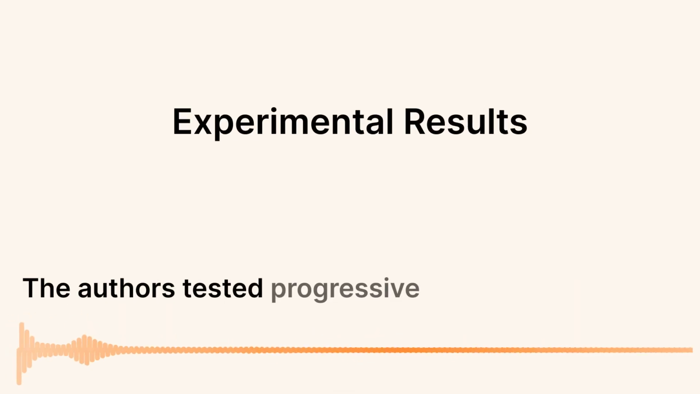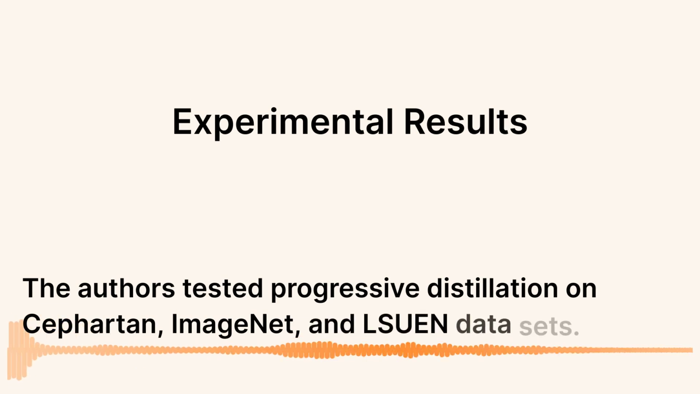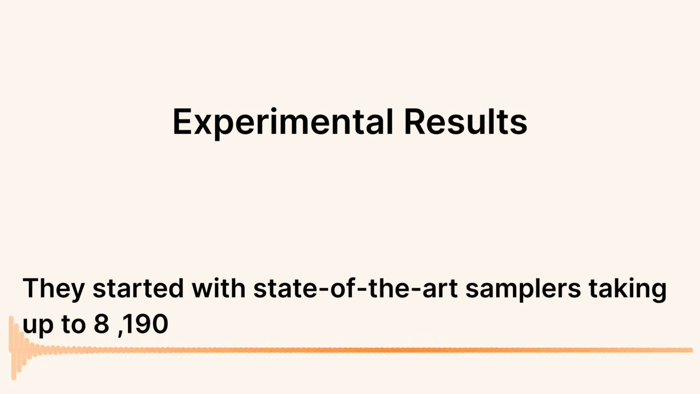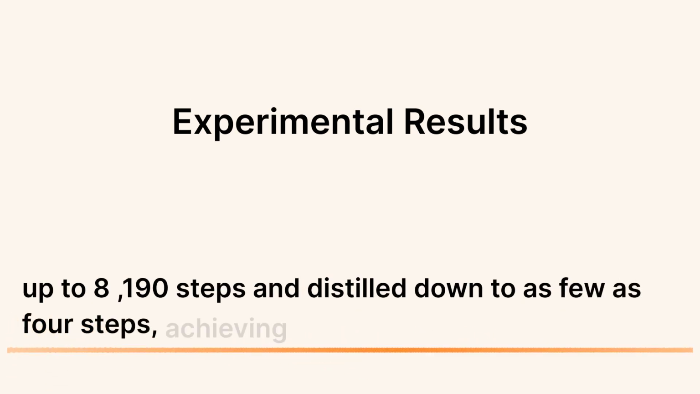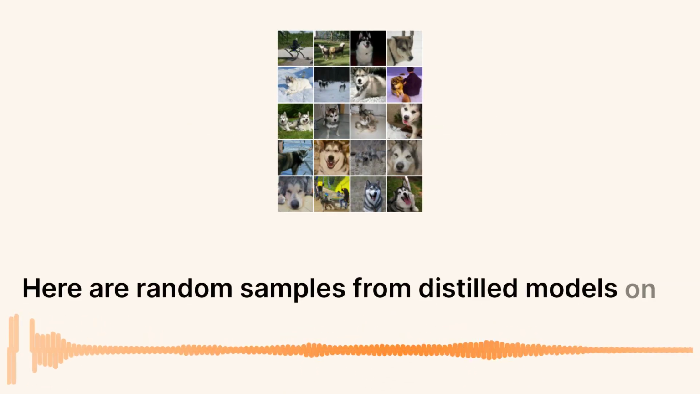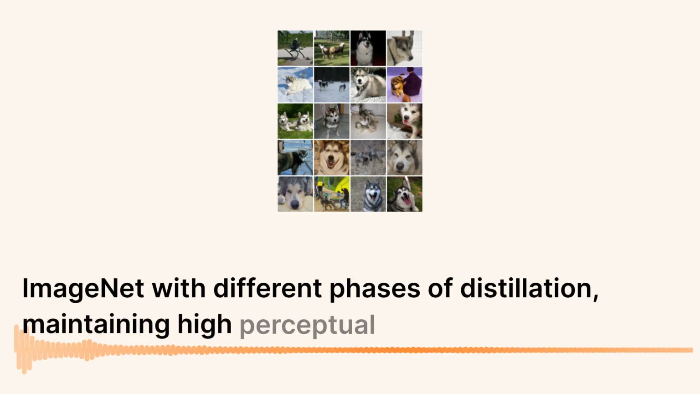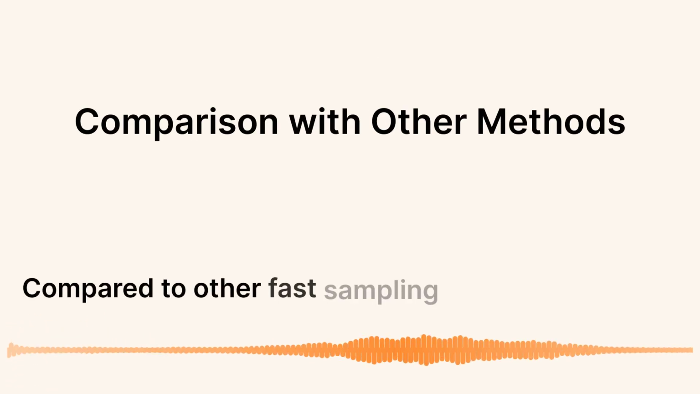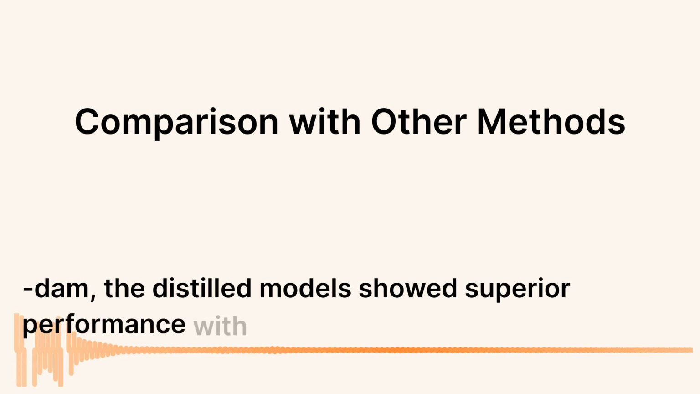The authors tested progressive distillation on CIFAR10, ImageNet, and LSUN datasets. They started with state-of-the-art samplers taking up to 8,192 steps and distilled down to as few as 4 steps, achieving competitive results. Here are random samples from distilled models on ImageNet, with different phases of distillation, maintaining high perceptual quality even with fewer steps. Compared to other fast sampling methods like DDIM, the distilled models showed superior performance with fewer steps.